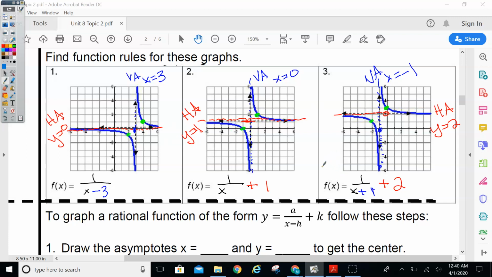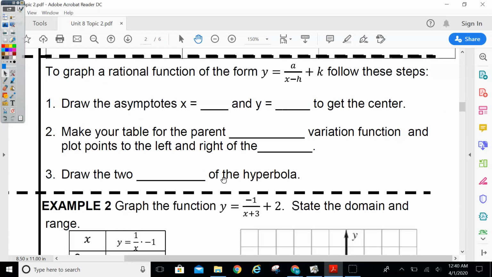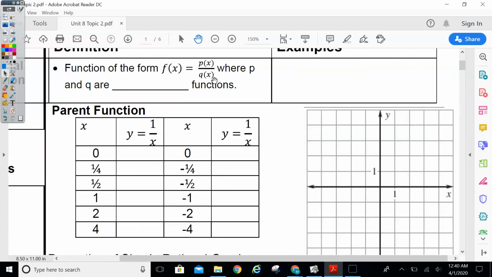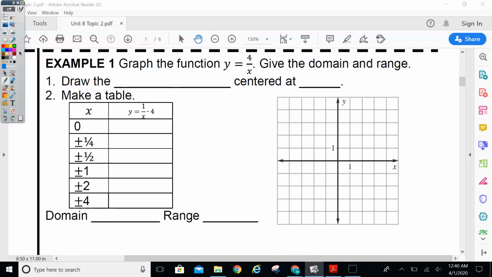If the a is not 1, well then you have to change the slope in quotations, not really slope, but of those first 2 points. Okay, so going back to this example number 1, using that slope idea. So here, this one has no h or k, so it's just 4 over x. So if it has no h or k, the vertical asymptote and the horizontal asymptote are 0, so the axes.